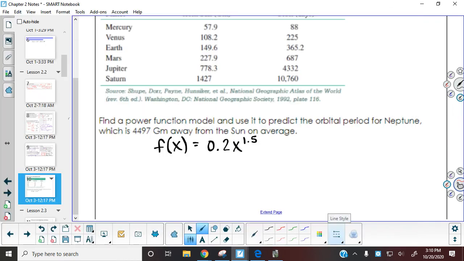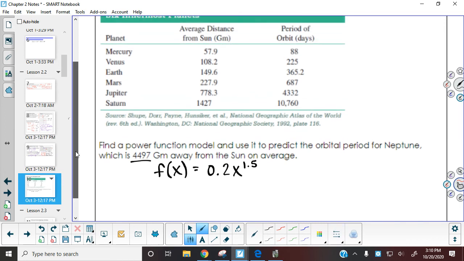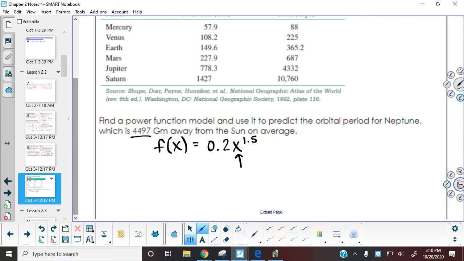Once you get to that, we're going to do some substitution. Now notice this is our x value, so 4,497 is going into our x value. So when we put this in, we get approximately 60,313 days, which then if you divide will give us approximately 165 years if you put it into years. Since it doesn't specify, you can use days or years for that.